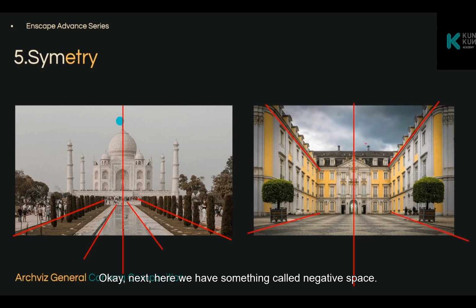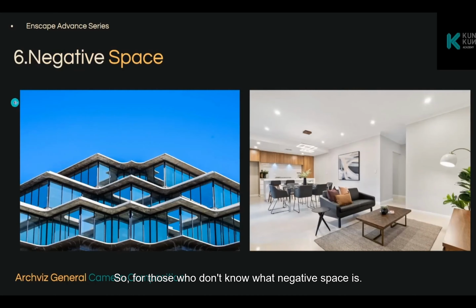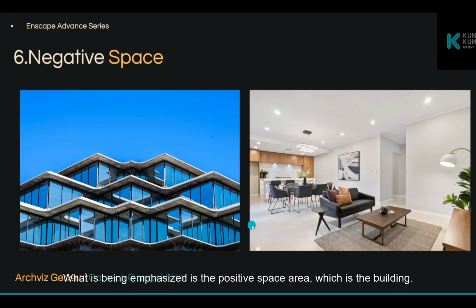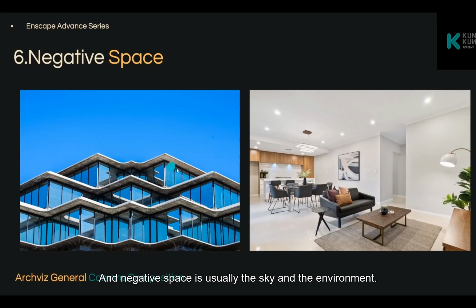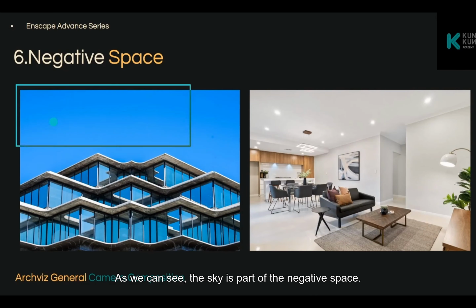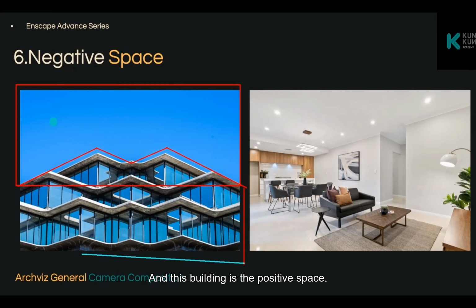Okay, next here we have something called negative space. So, for those who don't know what negative space is, the subject or point of interest is our positive space. So what we want to show or the information within our composition. What is being emphasized is the positive space area, which is the building. And negative space is usually the sky and the environment. As we can see, the sky is part of the negative space, and this building is the positive space.